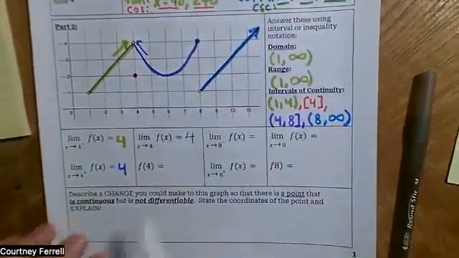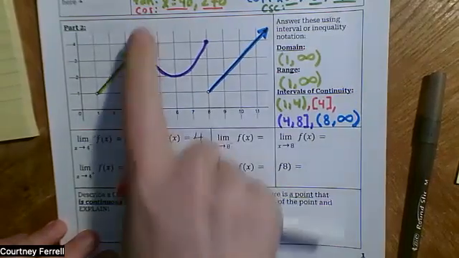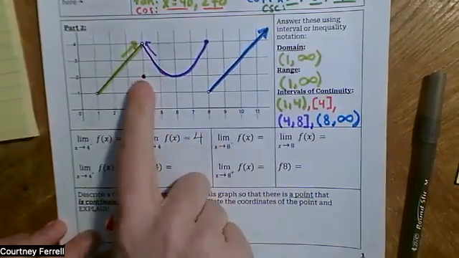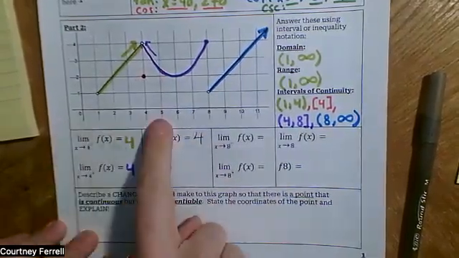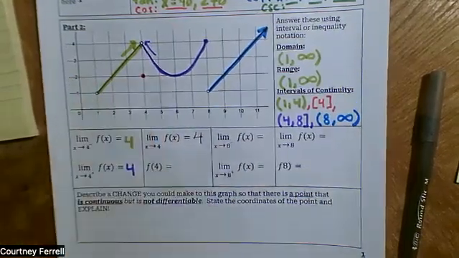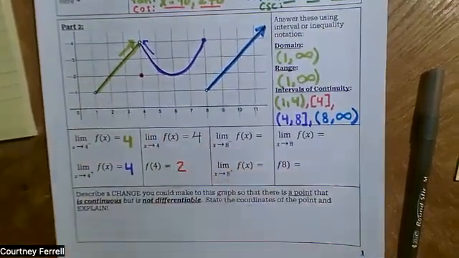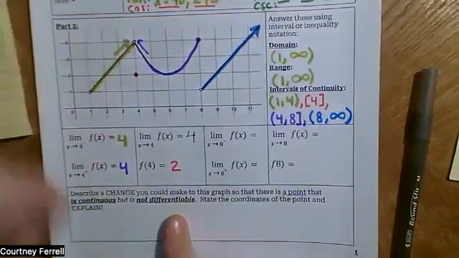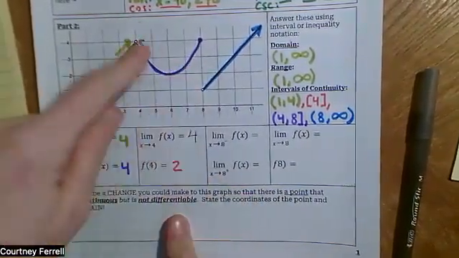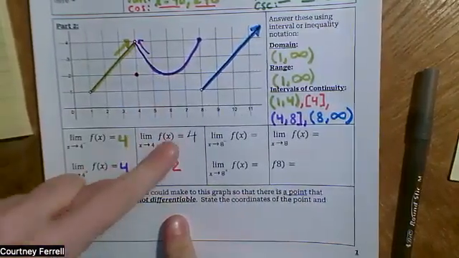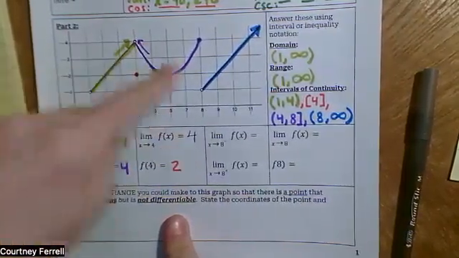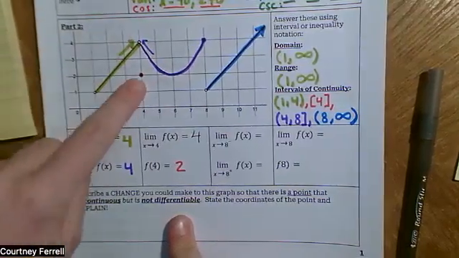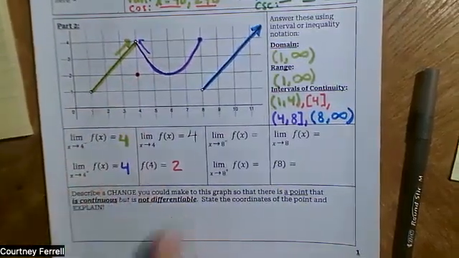But the reality is not 4 because the closed dot is here. So the true f of 4 is y equals 2. Again, this is what it looks like it's going to be from the left. This is what it looks like it's going to be from the right. This is what it looks like it's going to be in general because these agree with each other, but this is what it truly is.